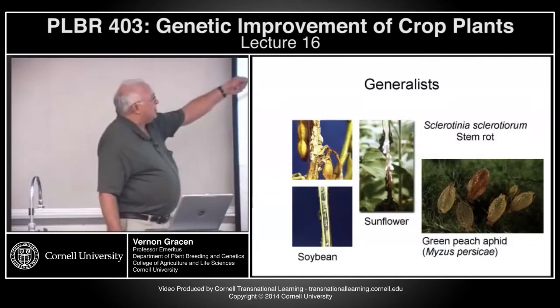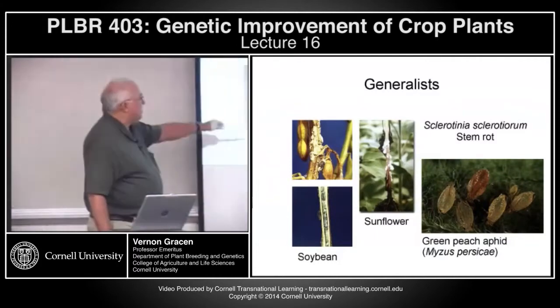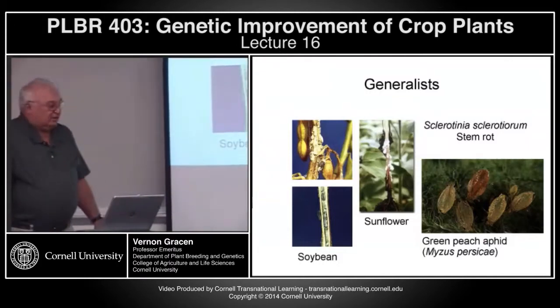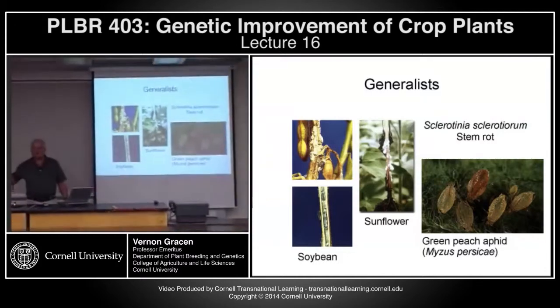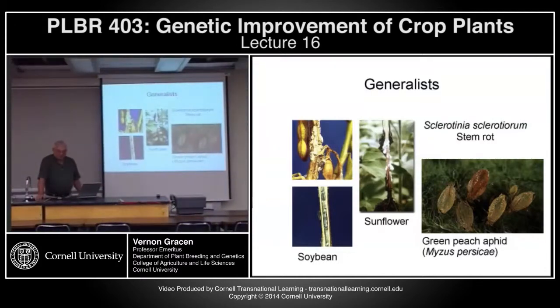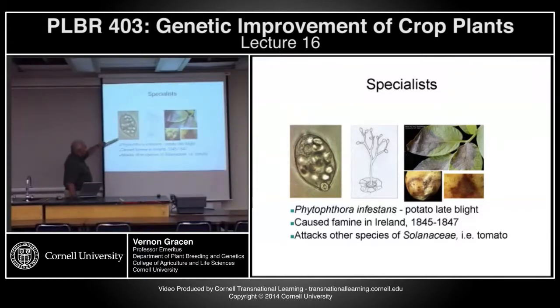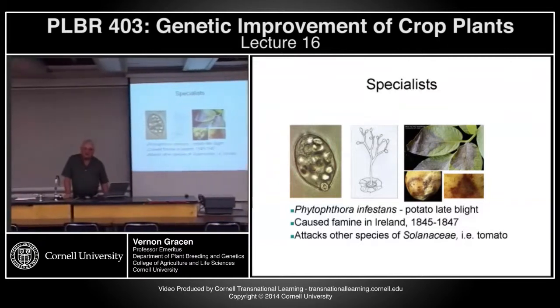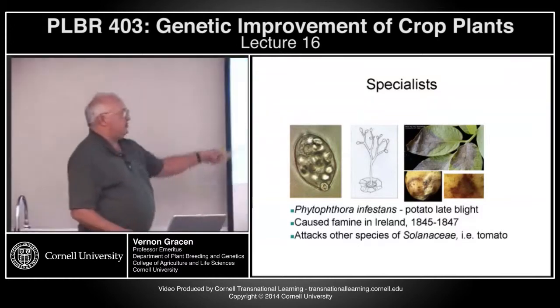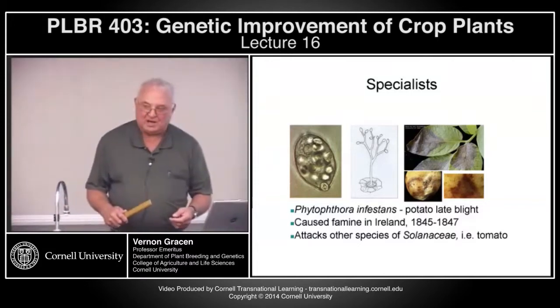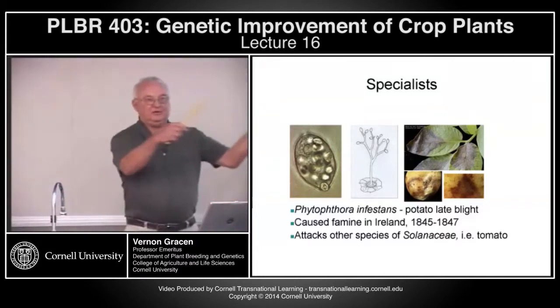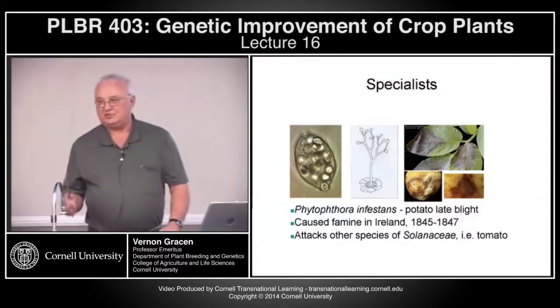All right, so here's just some examples. Sclerotinia attacks soybeans and sunflowers and other crops equally as well. The green peach aphid shows up on all sorts of fruits, on soybeans, on lots of different crops. Specialists, this is the potato blight, potato late blight, Phytophthora, and probably historically was the most important disease ever, because this is what caused the Irish potato famine and resulted in starvation for a large part of the Irish population and resulted in even more migration of the Irish population to places like the U.S.